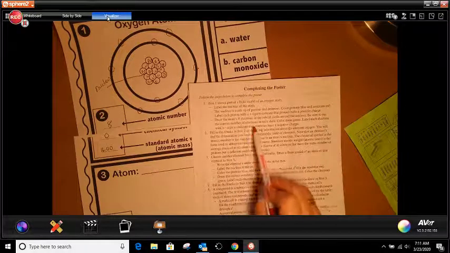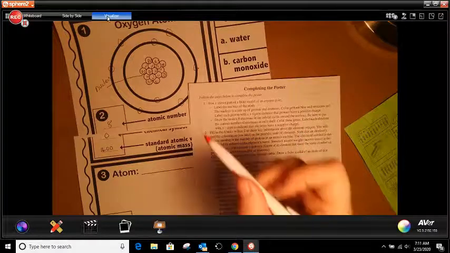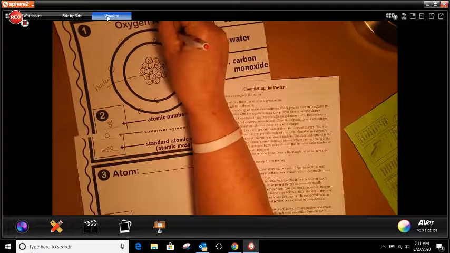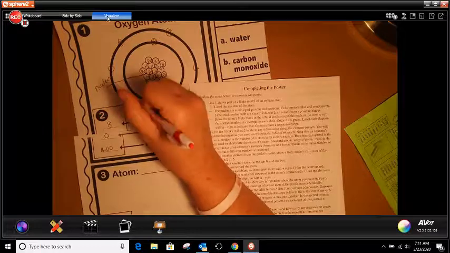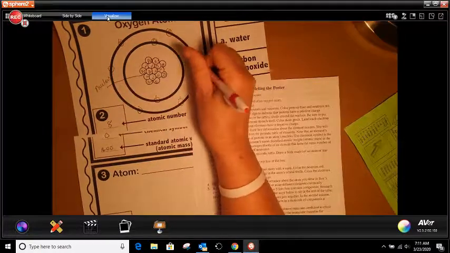Be sure to put the correct number of electrons. Color them green. So these are going to be green. G, G, G, G, G. Right? Label the electrons with the negative sign. Well, then you can put the negative sign on here.